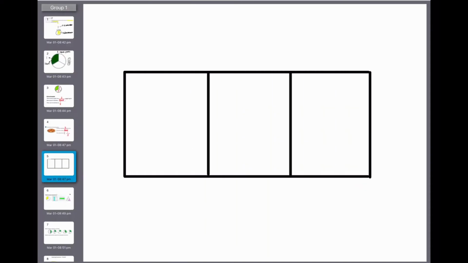Here is a rectangle split into thirds. Can you quickly draw my shape, and can you shade in a third? Pause the video here while you do that. Come back when you're ready.